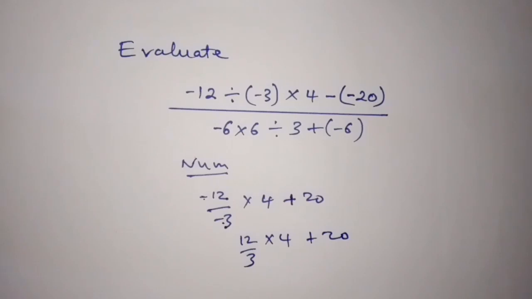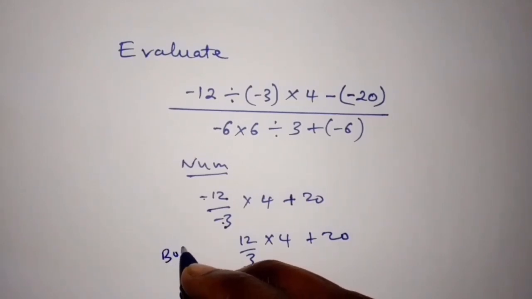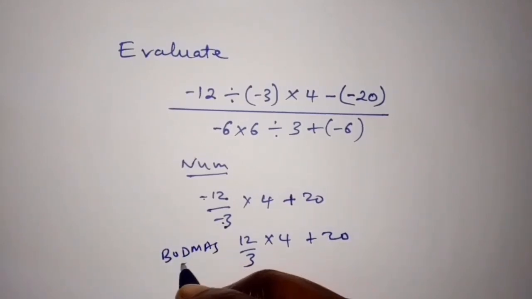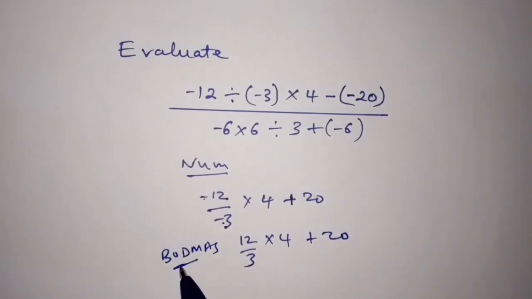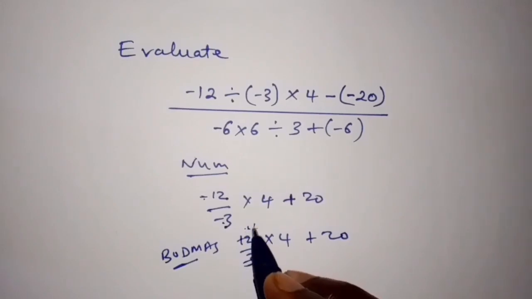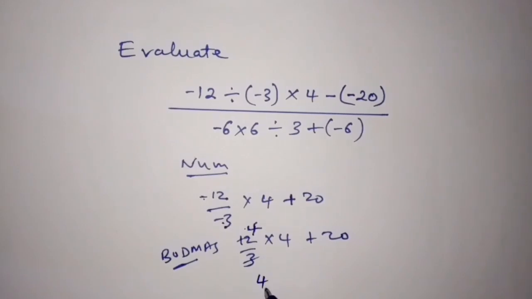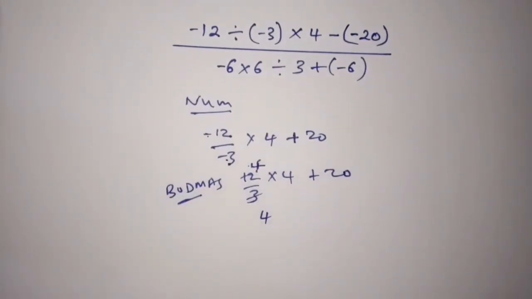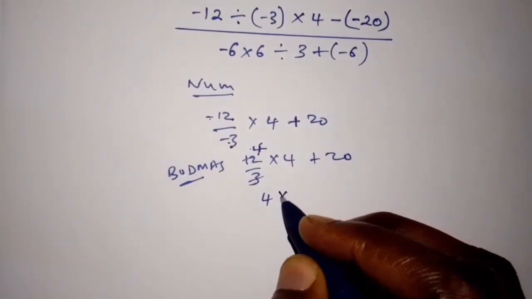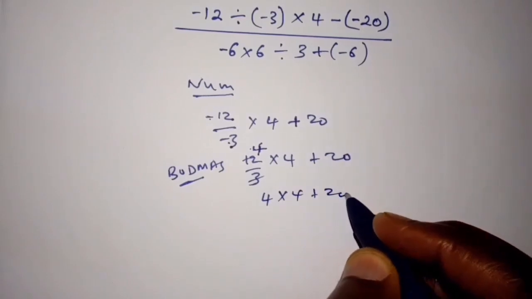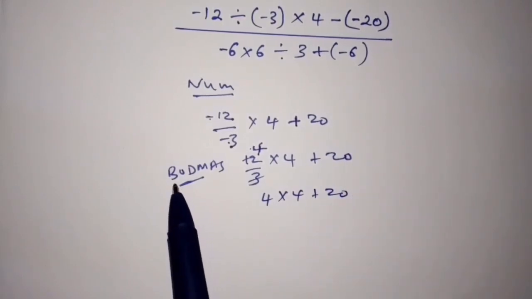So now we can use BODMAS. Bracket, then division. This is division, so we divide 12 by 3. This is giving us 4. So it is 4 times 4 plus 20.